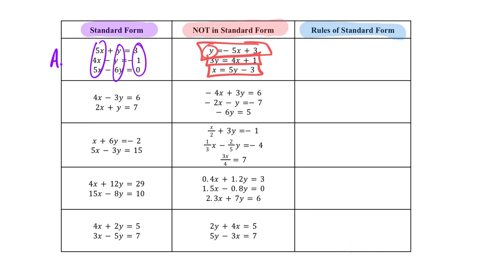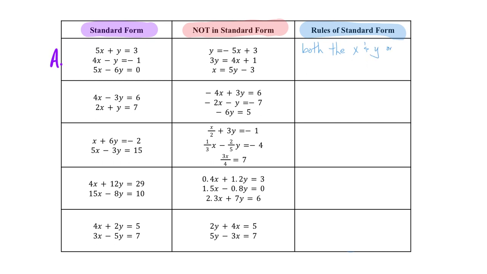So in terms of patterning, I'm hoping that in row A, we could look at that and see that we need to have both the x and the y on the same side of the equal sign. The constant is on the other. And there's our standard form, or at least one component to it.